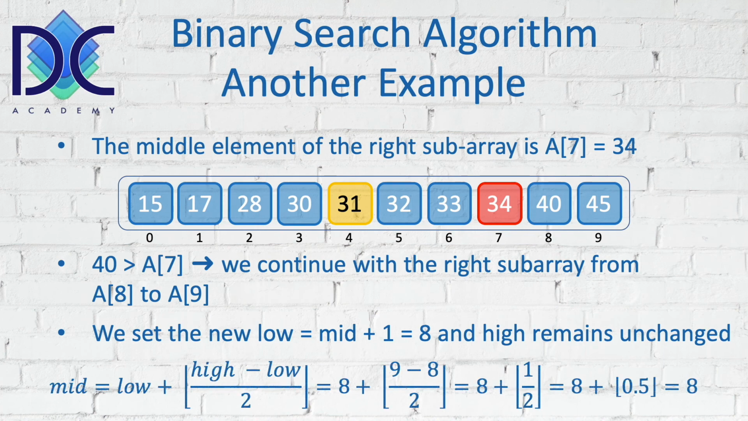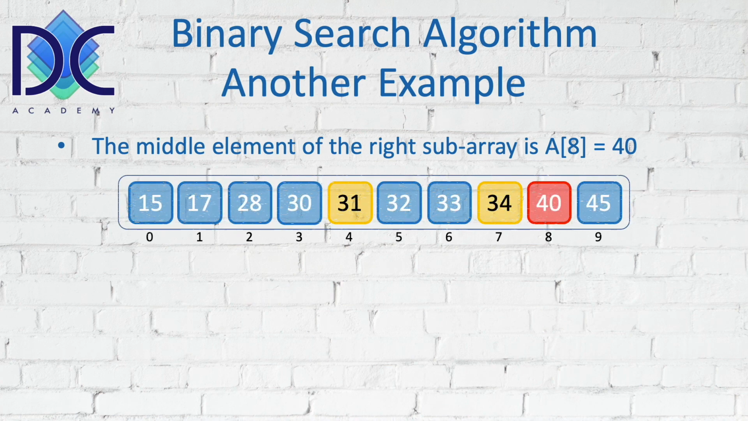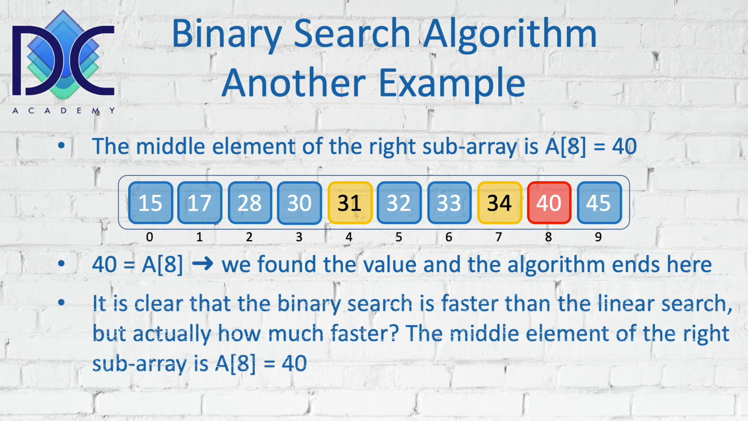Now we apply again the calculation of the middle value: low plus the floor of (high minus low) divided by 2. The low is 8, plus (9 minus 8) divided by 2, is 8 plus the floor of 0.5, which is basically 0. So the new position is 8. And here we see in position A8, this is 40. So now we found the value and the algorithm ends here.